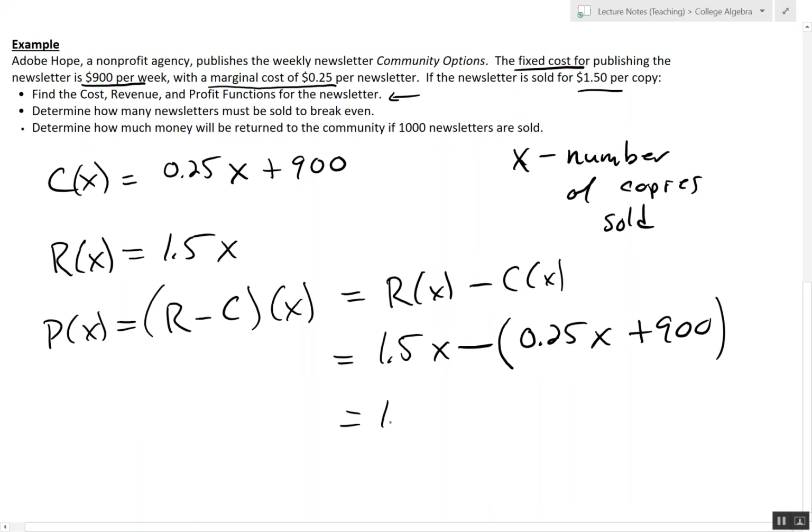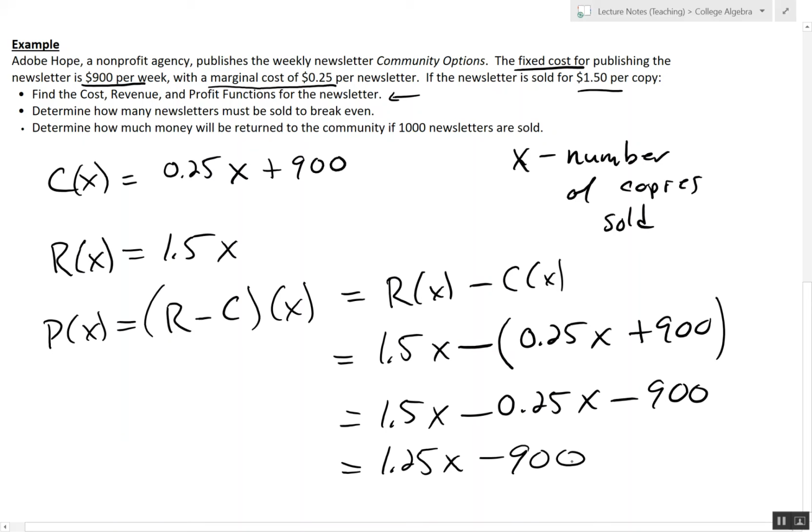So we'll have 1.5x minus 0.25x minus 900, and this gives us 1.25x minus 900. Alright, so that's the first item.